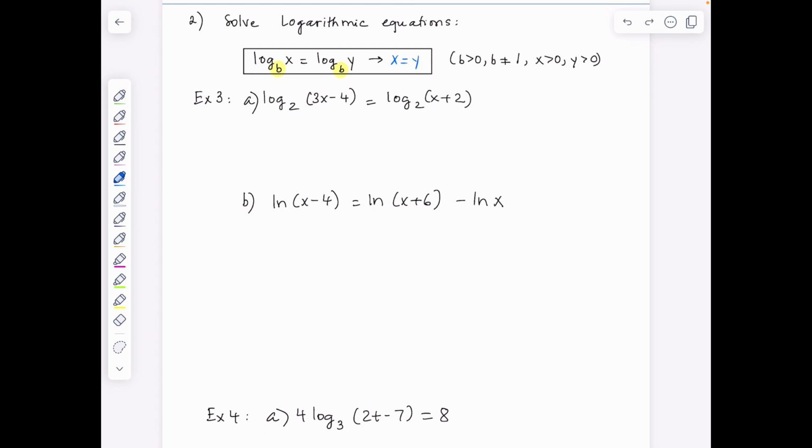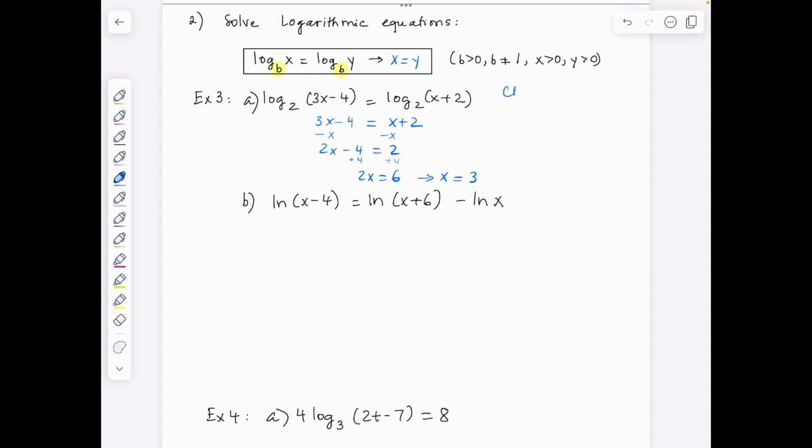Let's do some examples. Example 3, part A. Log base 2 of 3x minus 4 is equal to log base 2 of x plus 2. Because the bases are exactly the same, they're both 2, I can claim that 3x minus 4 must equal x plus 2. This is a linear equation which can easily be solved. So subtract x from both sides. So you have 2x minus 4 is equal to 2. Then you add 4 to both sides. So you have 2x is equal to 6. And then divide both sides by 2. You get x is equal to 3.